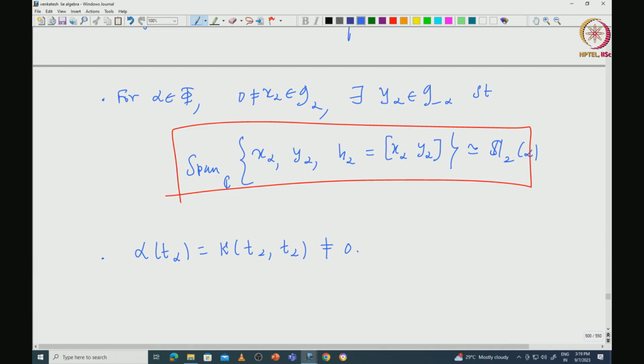We will use these facts later, and we will prove more properties of the root systems in the next class. So I will stop now. Thanks.